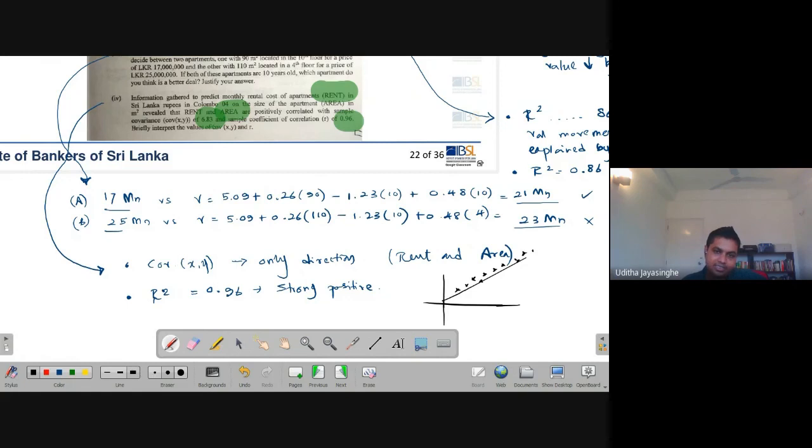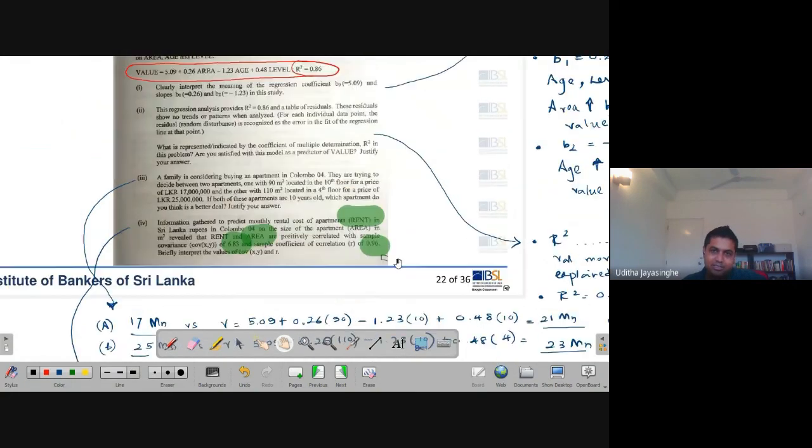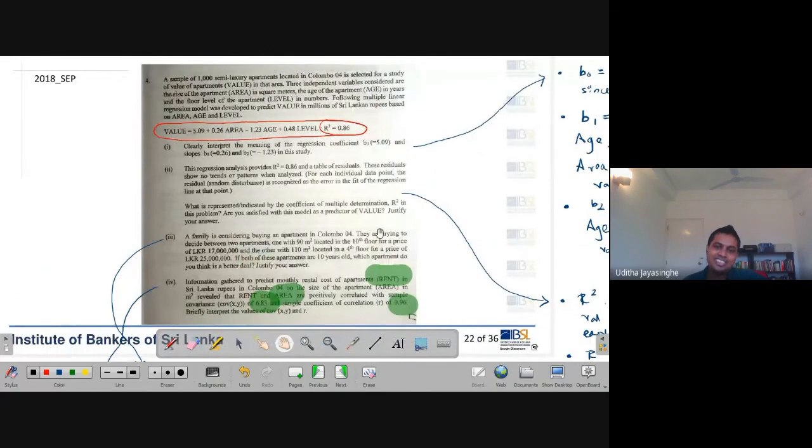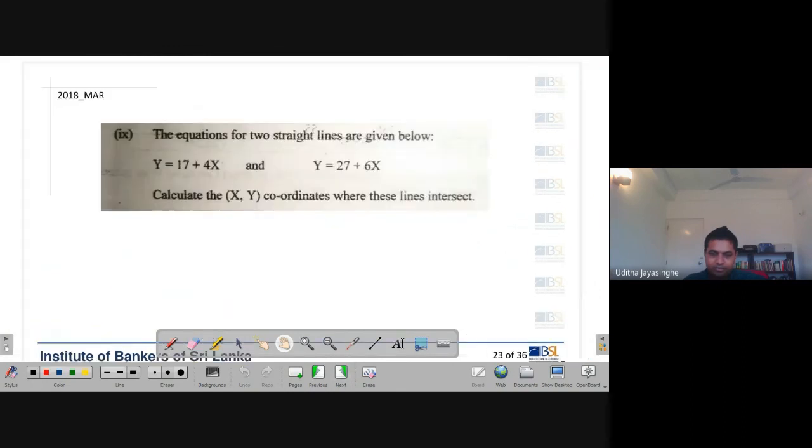See, this is a very good question with both the coefficient of multiple determination and the coefficient of correlation being tested in the same question. So you have to be very thorough with your theory to carefully extract and put up an answer here. Okay, a good question. 18 September, question number 4. Moving on to the next question.